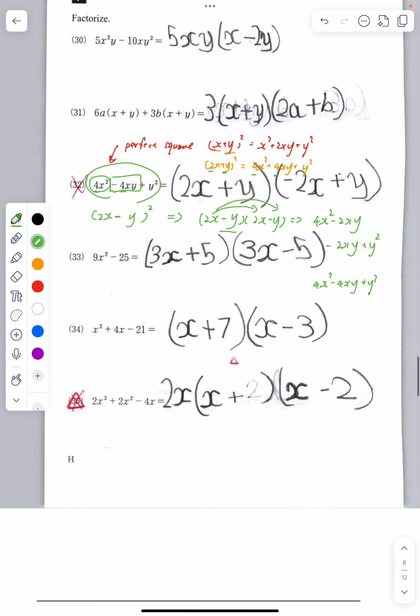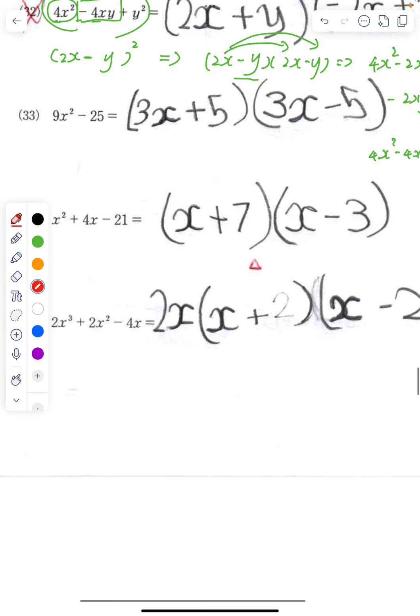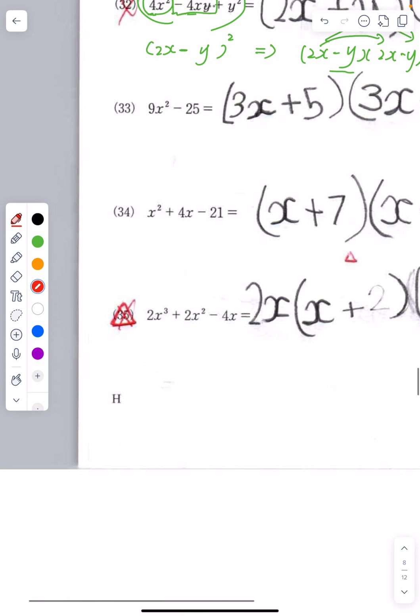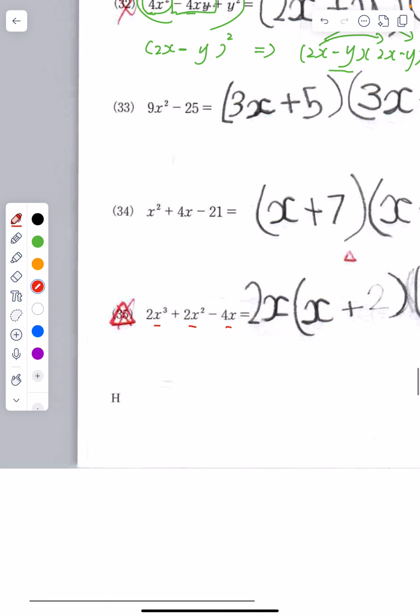All right, let's move on to question number 35, and let's see what the problem is. First of all, I see that we have x to the power of 3, we have x squared, we also have x, and also we have 2 and 4 here. So immediately I know that I can factorize 2x out.